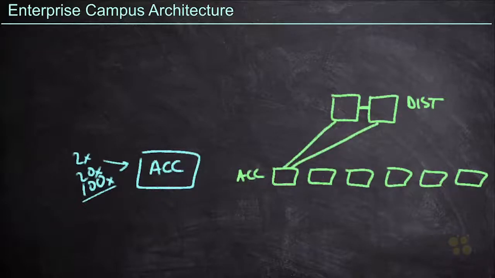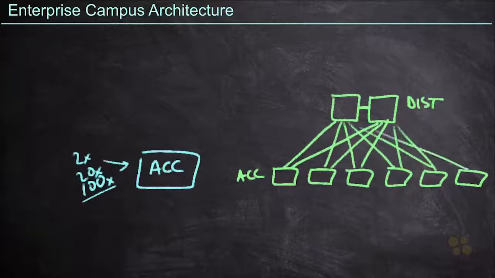Next, I'll repeat this design for the second access layer switch. I'll connect it up to both distribution switches. And so on and so forth. I'll do this for all of these access layer switches in my environment. Now we can already get a sense that this is a much better scaling methodology than what we had in the previous drawing.